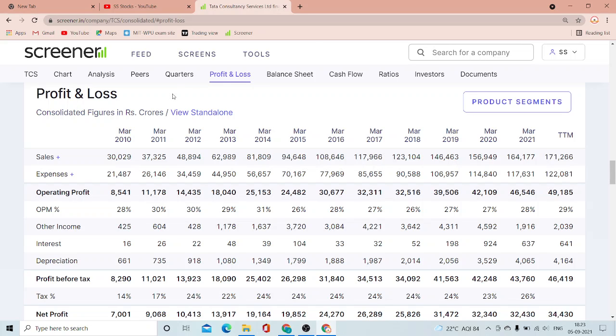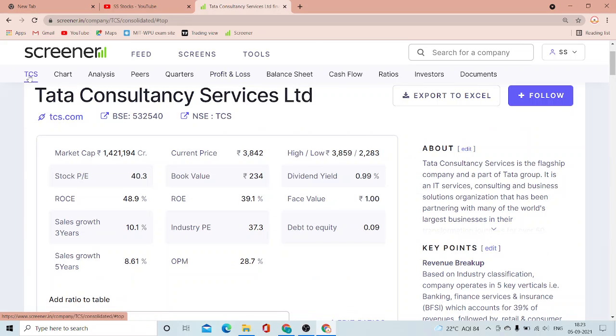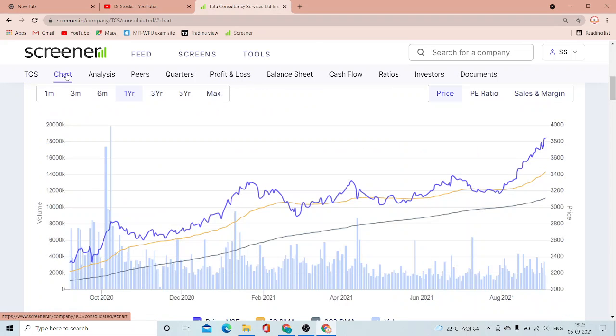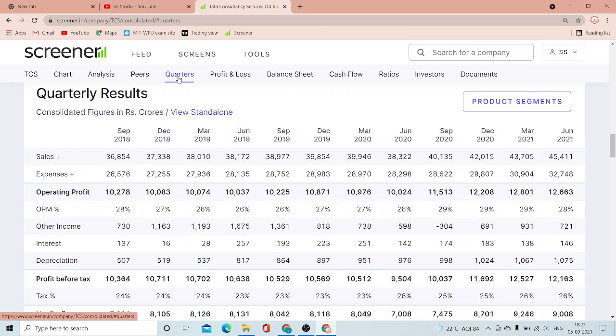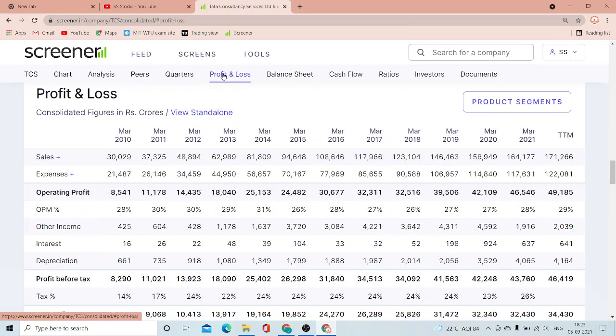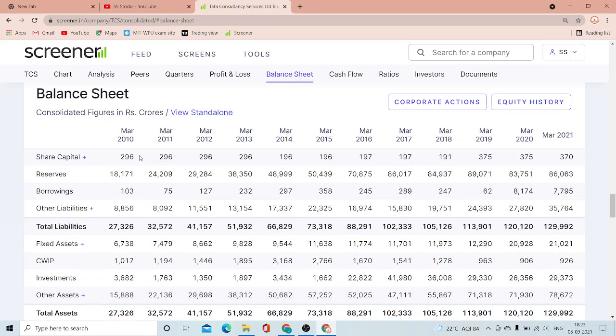Okay friends, so we saw one basic TCS basic information, second was chart, third is analysis, fourth is peer comparison, quarterly results, yearly results, profit and loss, balance sheet. In balance sheet you will be able to find what is the share capital, what is the reserves, whether reserves are increasing, what is the borrowing, whether borrowing is reducing or increasing, what is the current work in progress, what are the investments, etc. So this information will help us to understand company better in terms of balance sheet.